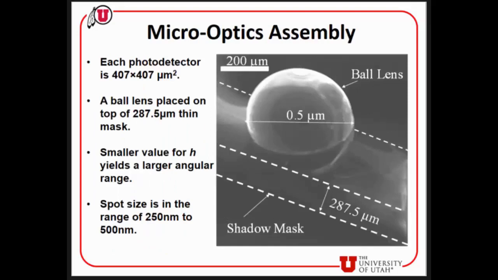This is the micro optics assembly, as shown in the figure. We have a shadow mask, which is sort of a spacer. It's 287.5 microns thick, and it is kept on the sensor itself. It has orifices for the sensor and for the metal contacts for the bond pads. Now, the ball lens is the critical factor here. It's embedded on this shadow mask so that all the light can be focused to that small point I showed a while back. Now, the focal point or the spot size is directly proportional to how small this ball lens is. For our experiments, we got a spot size in the range of 250 to 500 nanometers.